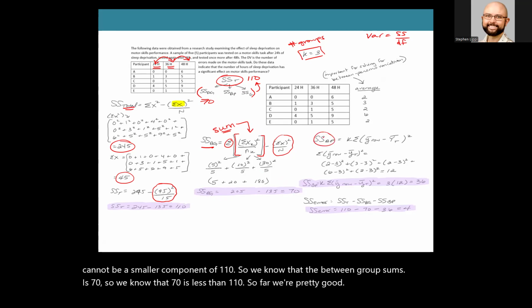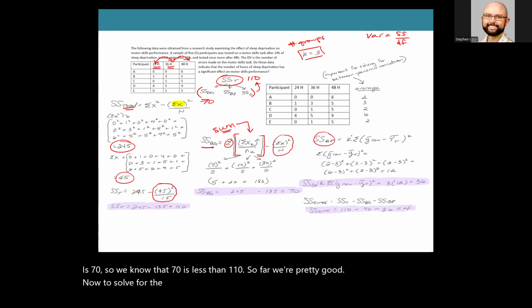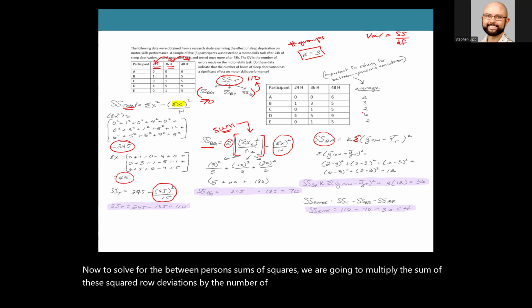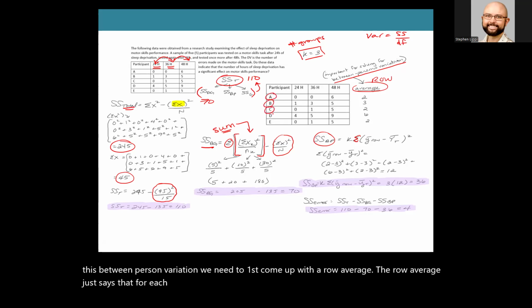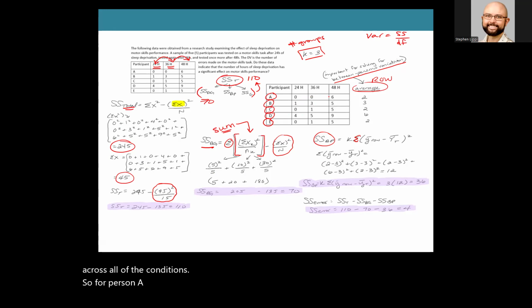Now to solve for the between persons sums of squares, we are going to multiply the sum of these squared row deviations by the number of groups that we have. So in order to solve for this between persons variation, we need to first come up with a row average. The row average just says that for each particular participant, what was their average dependent variable value across all of the conditions? So for person A, we have 0 plus 0 plus 6. So 6 divided by 3 gives us 2.